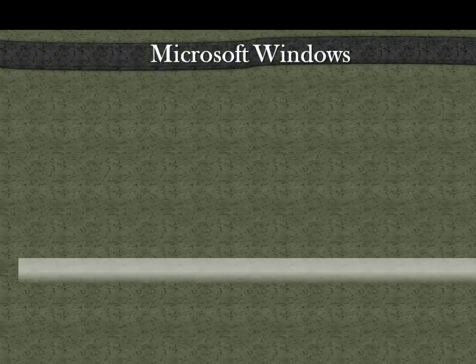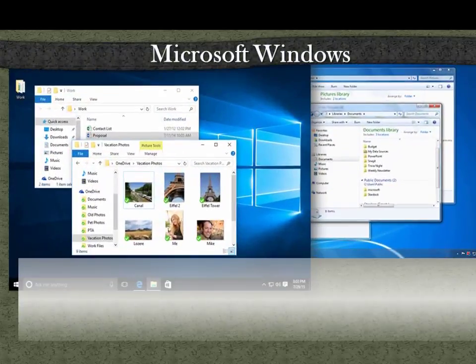Microsoft Windows. We're going to look at each and every one of the previously mentioned operating systems, starting with the most common one, Microsoft Windows. In the screenshots, another screenshot shows the current and previous versions of Microsoft Windows, Windows 10 and Windows 7 respectively.